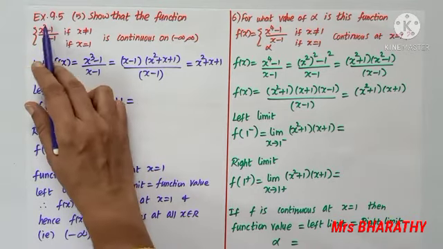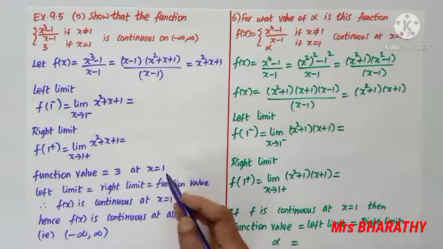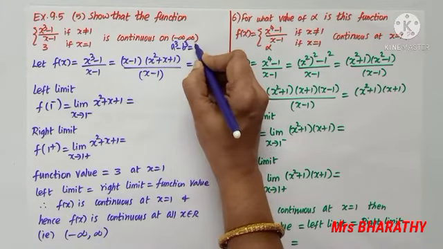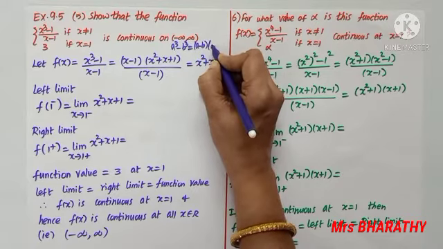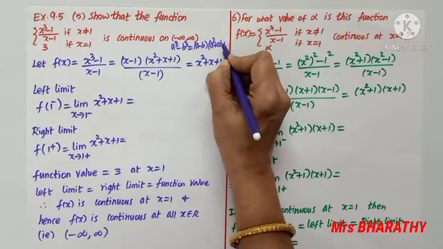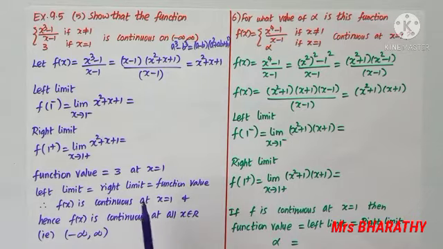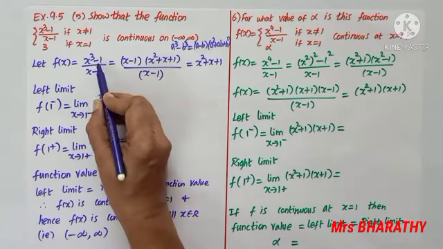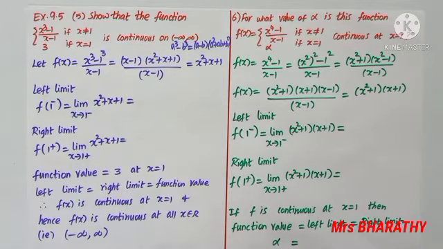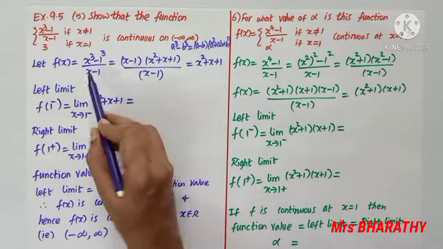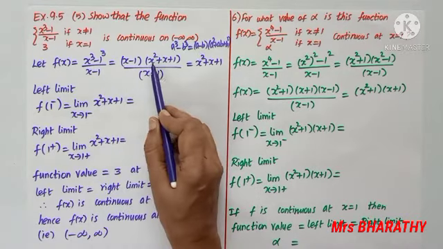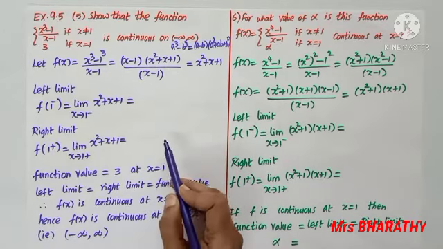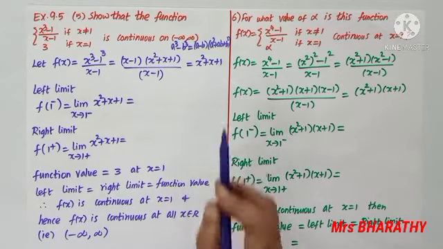Let us simplify by factorizing the numerator, which is of the pattern a cube minus b cube. The formula is (a minus b) into (a square plus ab plus b square). Here a is x and b is 1. We can very well write 1 as 1 cube. As I substitute, it is (x minus 1) into (x square plus x plus 1). As we cancel the factor x minus 1, we get x square plus x plus 1.